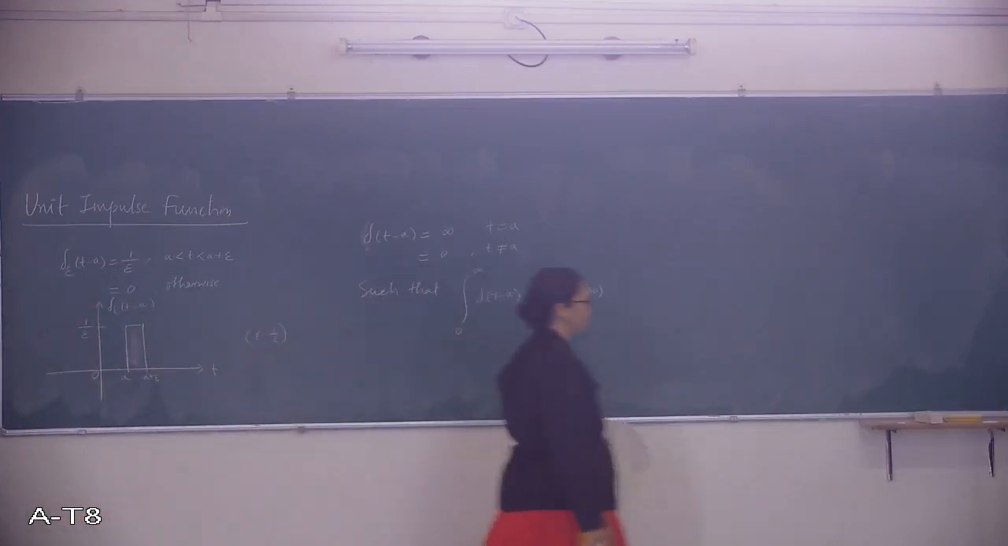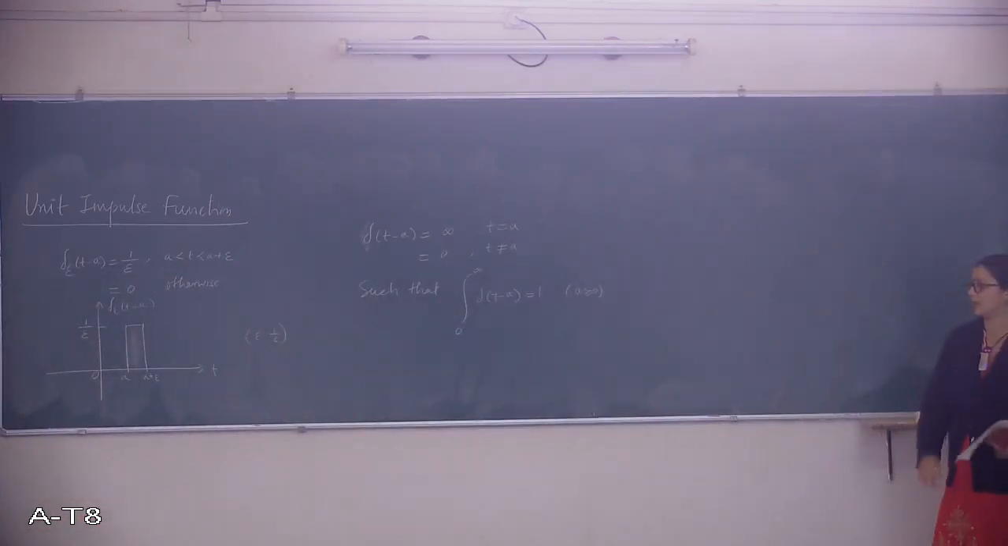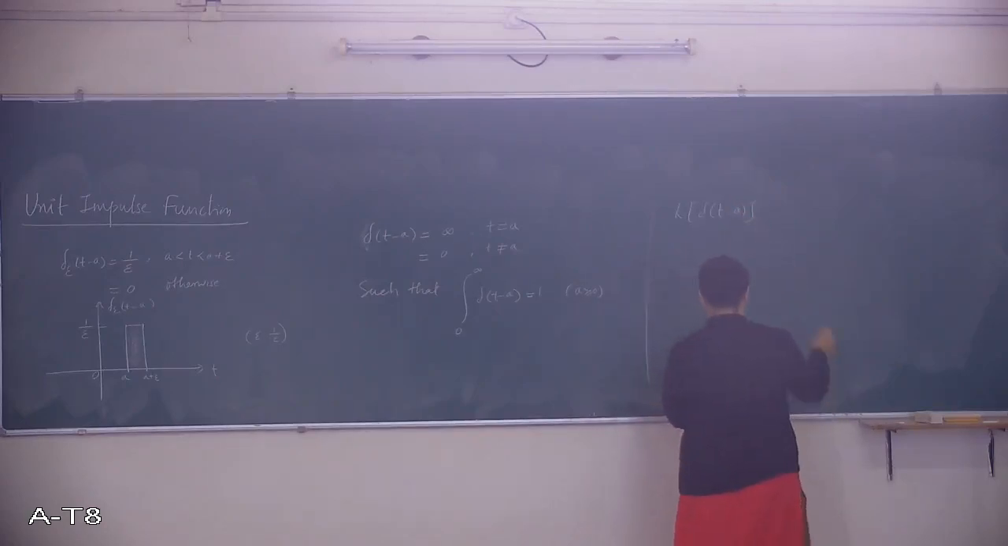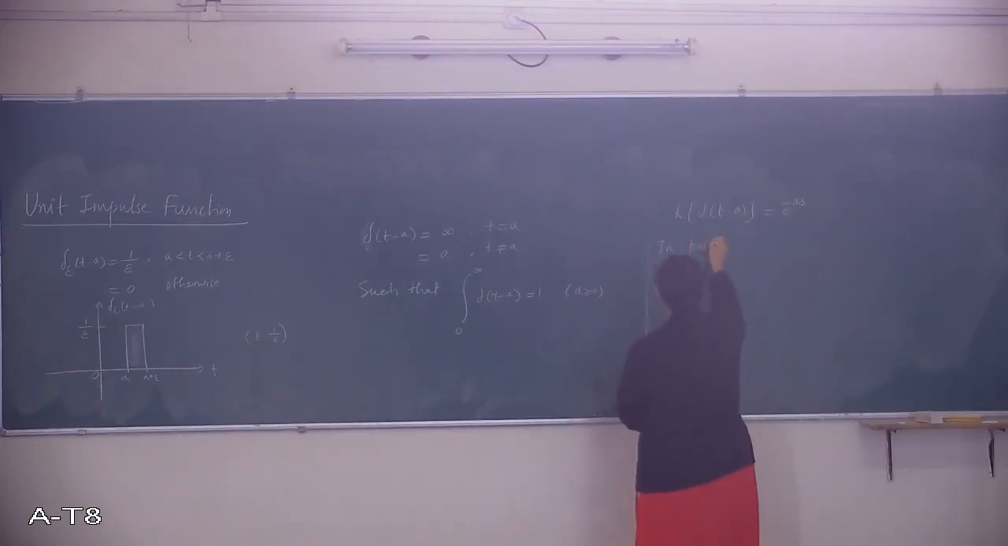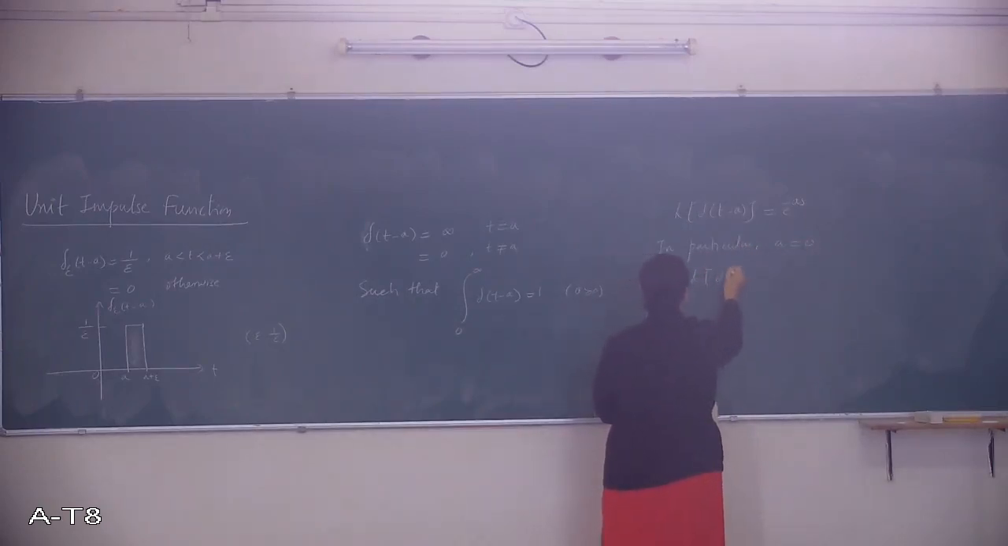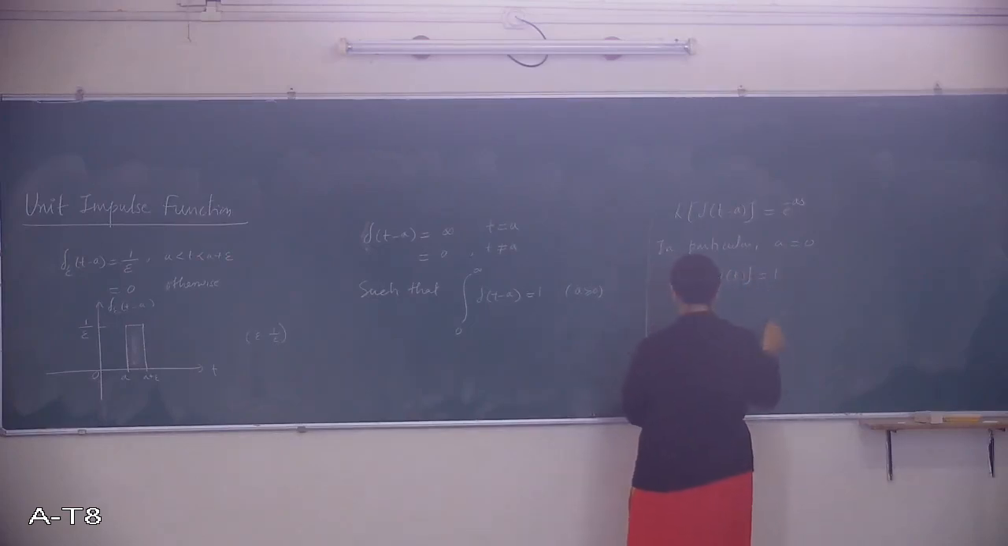Now here is the definition. Now what will be the transformation of that unit impulse function? Okay, so when you take the Laplace transform of this function, Laplace transform of delta of t minus a is equals to e to the power minus as, and in particular if a value is equals to 0, then we get Laplace transform of delta of t. In that case, its value will be equals to 1.